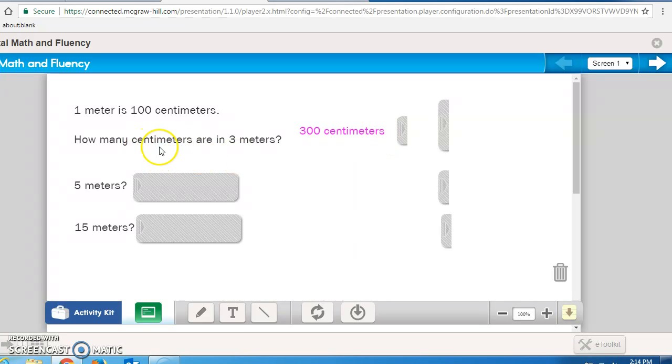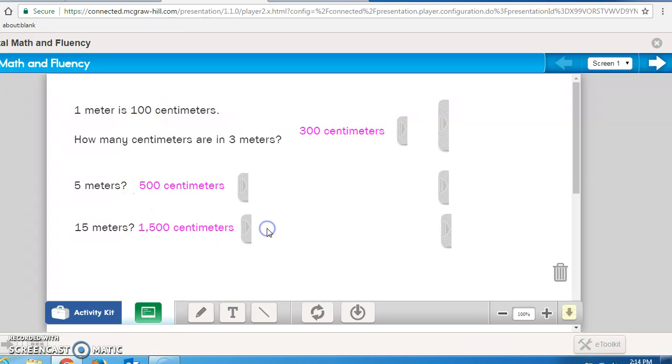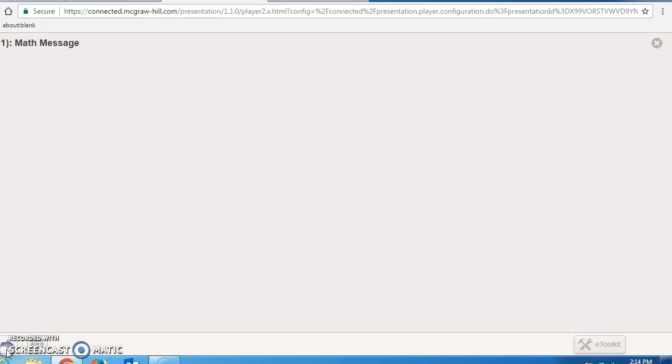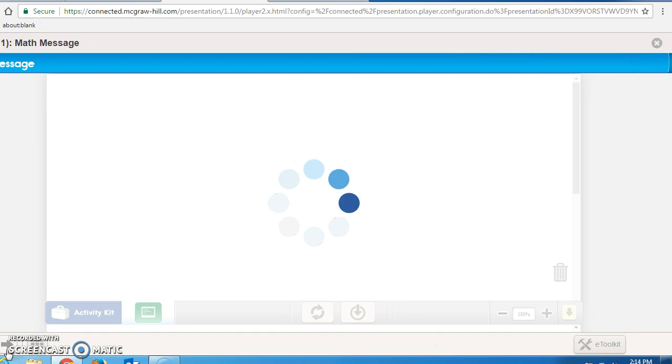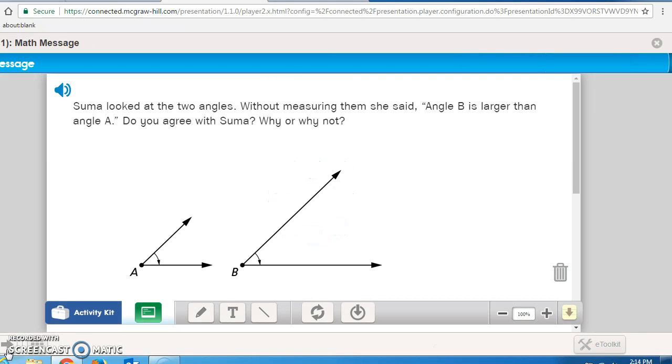So how many centimeters in 5 meters? Again, 5 times 100 is 500 centimeters. In 15 meters, well, 15 times 100 is 1,500 centimeters. Again, being ready to multiply and know how to multiply is important.